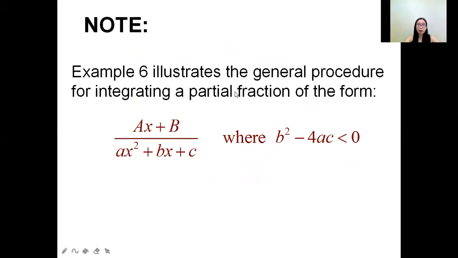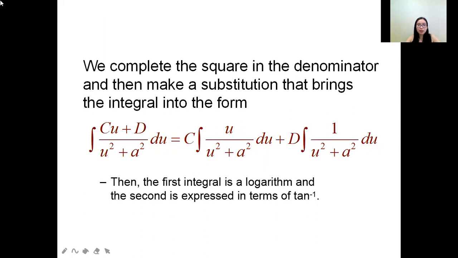So take note that example 6 illustrates the general procedure for integrating a partial fraction of the form ax plus b over ax squared plus bx plus c, where b squared minus 4ac is less than 0, or the discriminant is lesser than 0. So we complete the square in the denominator and then make a substitution that brings the integral in the form of integral of cu plus d over u squared plus a squared.